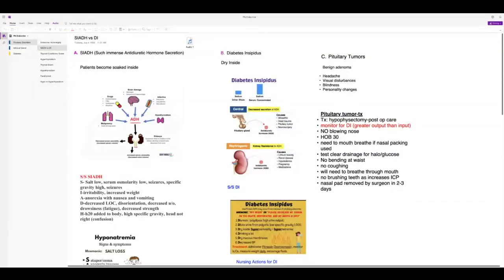But the post-op care is all those things you learned about preventing increased intracranial pressure. So you want to keep the head of the bed at 30. The patient should not blow their nose. They need to mouth breathe. And you test any clear drainage for halo or glucose. And no bending at the waist, no coughing, no flexing, no brushing their teeth, because that can increase intracranial pressure. And you have to warn them beforehand that they're going to need to breathe through the mouth. They have a mustache dressing on if the provider went through the nose. So you have to warn them about that.